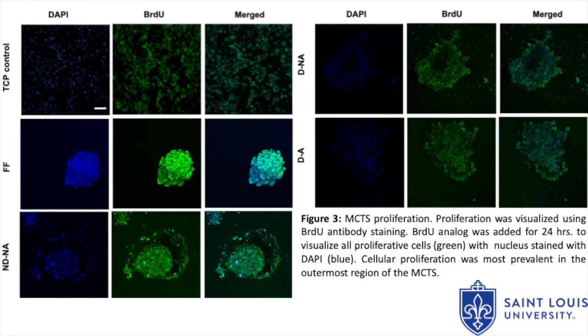To measure proliferation, spheroid models were incubated with BrdU for 24 hours and imaged via antibody staining. Proliferating cells were present in all samples, primarily in the outermost region of the spheroids, indicating a proliferative outer layer.